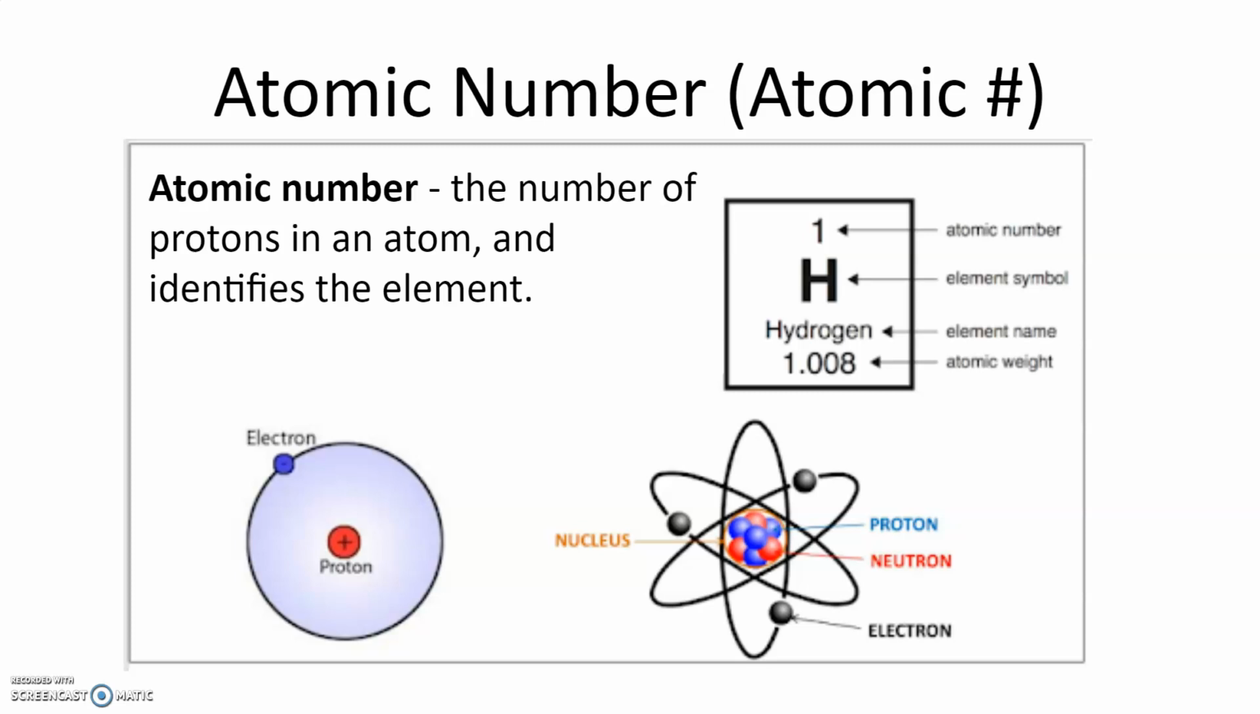So what do I mean by that? That means that, for example, all hydrogen atoms and only hydrogen atoms have an atomic number of 1. So if an element has an atomic number of 1, you know it's hydrogen. If an element has an atomic number of 5, you know it's not hydrogen because only hydrogens have an atomic number of 1.